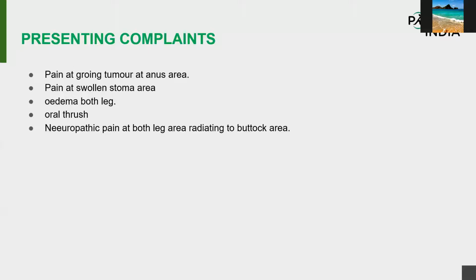The presenting complaint of my patient is pain at a growing tumor at the anus area. The size of the growing tumor is one and a half inches at the anus. Then pain at the swollen stomach area and edema at both legs. This appeared 5 months after we saw this patient. Then oral thrush, and neuropathic pain at both legs radiating to the buttock area.